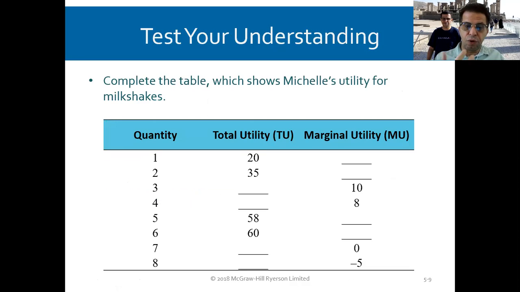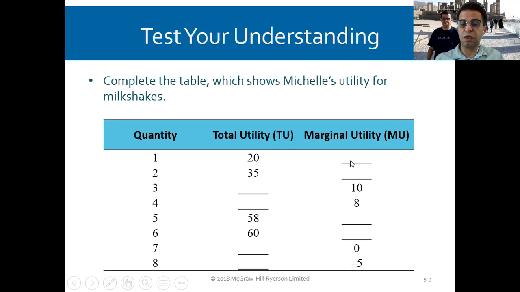To understand what we said, we need to complete Michelle's utility for milkshake. She likes milkshake, or he likes milkshake. In France and Europe, Michelle is a male name, and in North America it is a female name. So as quantity is 1, the total utility is 20, but we don't know what the marginal utility is.